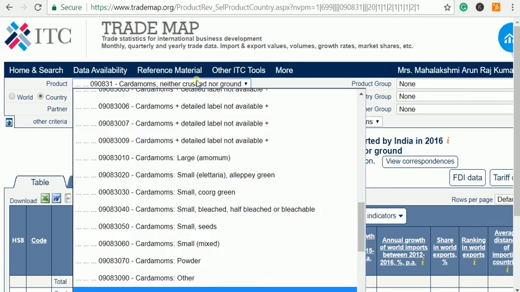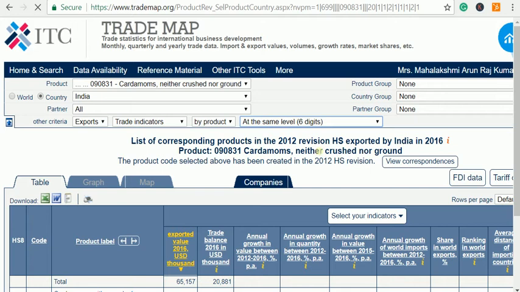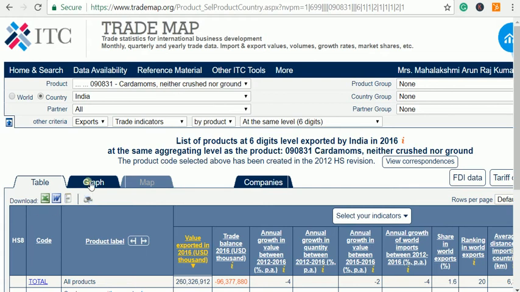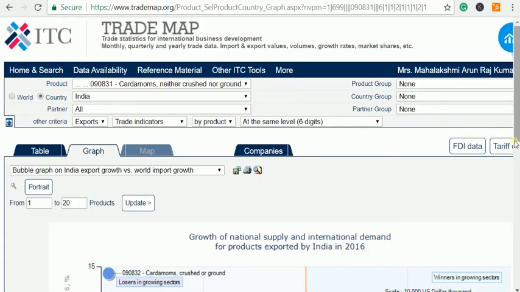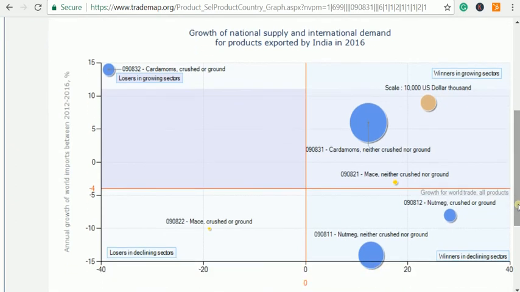For that, let's use the 6-digit tariff line. Click on graph. Okay, here it comes up with the graph that shows the 4 quadrants or 4 separations. Okay, so in the top right hand corner it shows winner in growing sector. This sector means the spice.